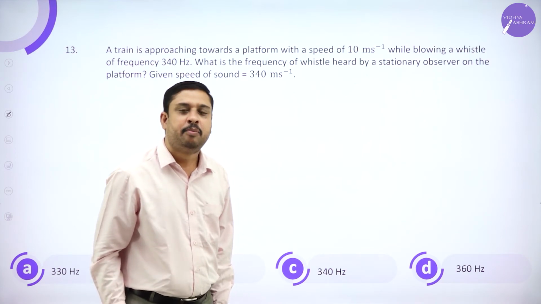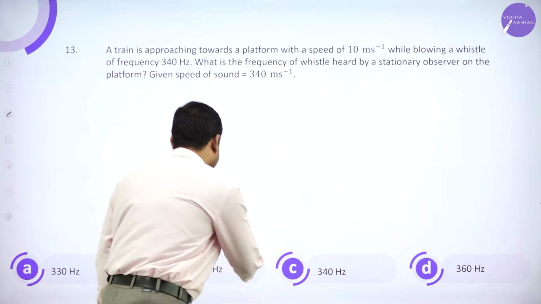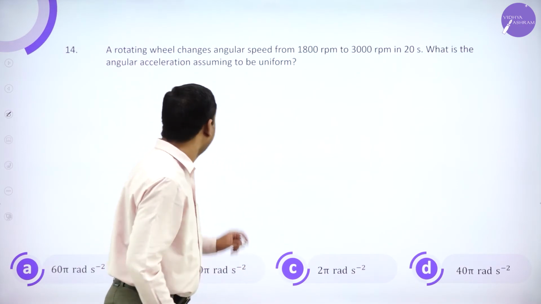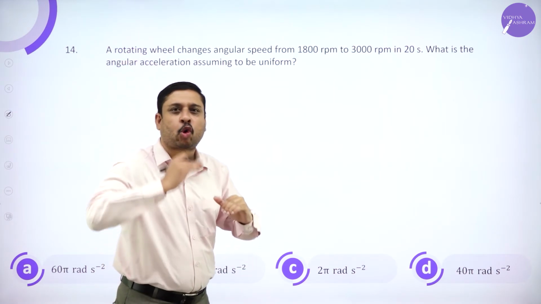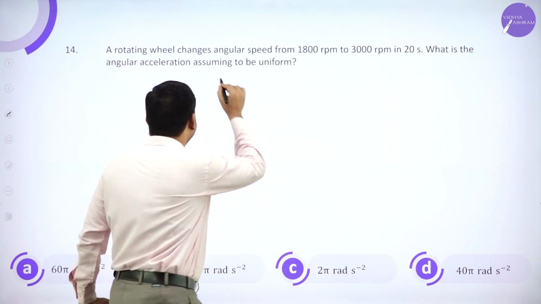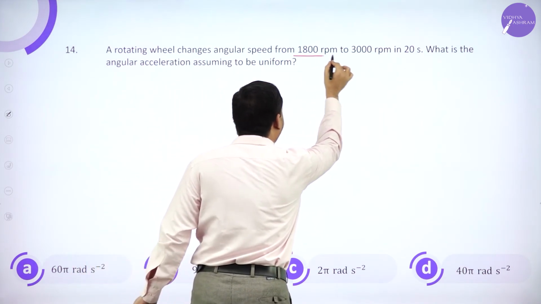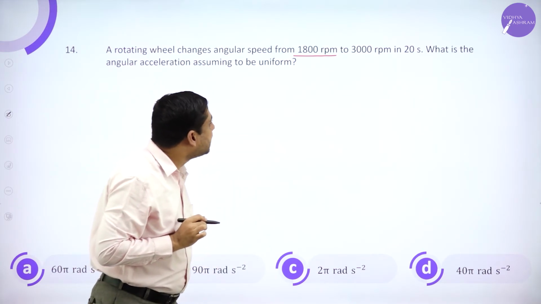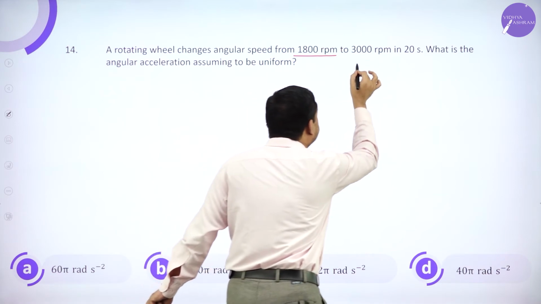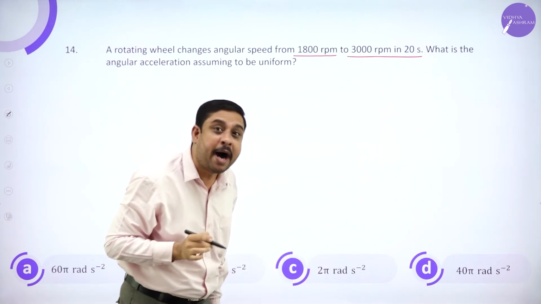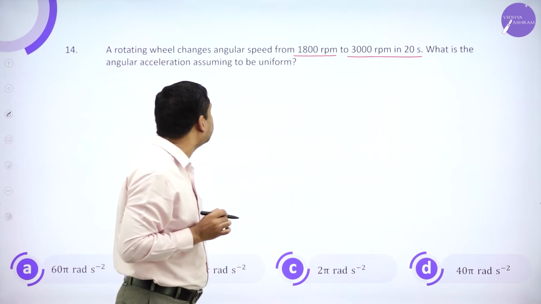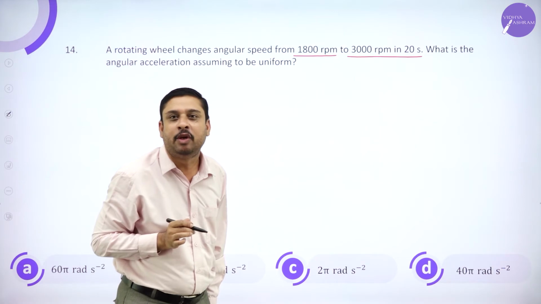Question on Doppler effect: please refer back to the previous session, the answer is 350 hertz. Now, a rotating wheel, rotational body dynamics, changes the angular speed from 1800 rotations per minute to 3000 rotations per minute in 20 seconds. What is the angular acceleration, assuming it to be uniform?